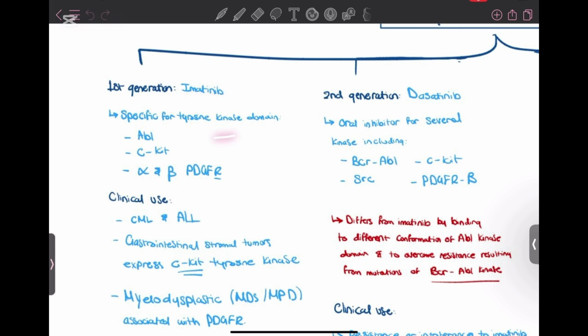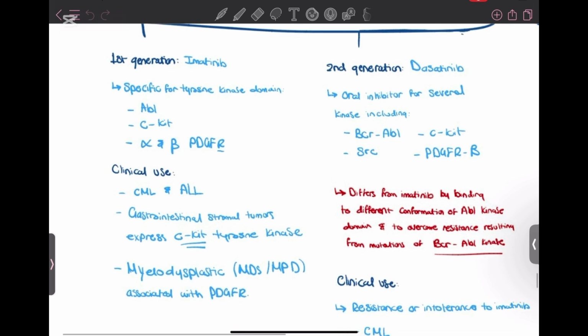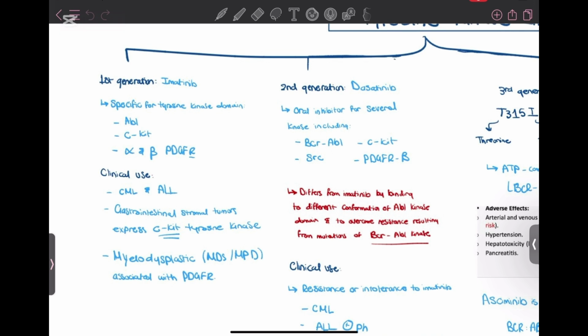It's going to be specific for ABL, c-KIT, and alpha and beta PDGFR, which are responsible for growth. Okay, this imatinib is going to be used in cases of CML, ALL, gastrointestinal stromal tumors that specifically express the c-KIT gene, and myelodysplastic diseases that are associated with the PDGFR. It could be either alpha or beta. You can use imatinib.